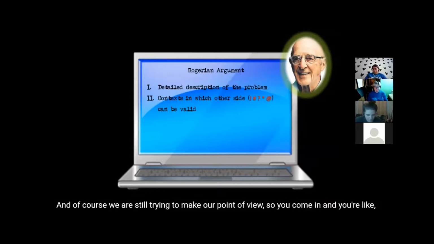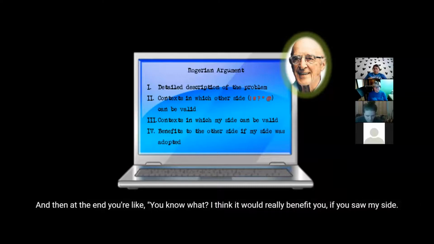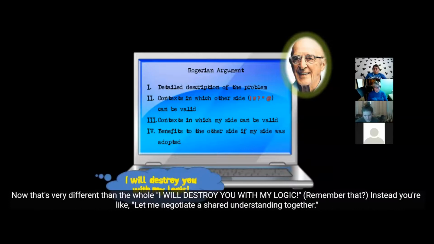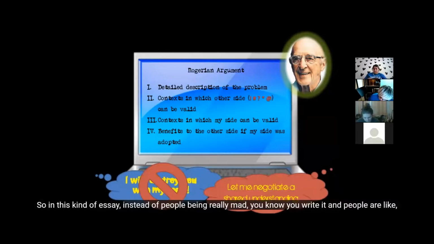Then, of course, we are still trying to make our point of view. So you come in and you say, here are the other ways where my side can be valid. Things are looking good, kind of even. And then at the end, you say, I think it would really benefit you if you saw my side. Now, that's very different than this whole "I will destroy you with my logic." Remember that? Instead, we're saying, let me negotiate a shared understanding together.